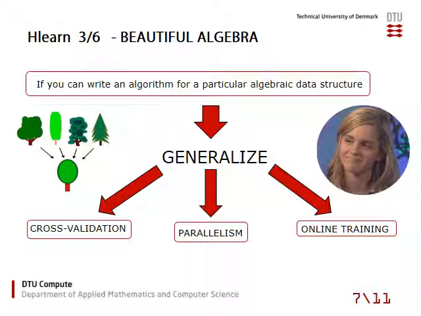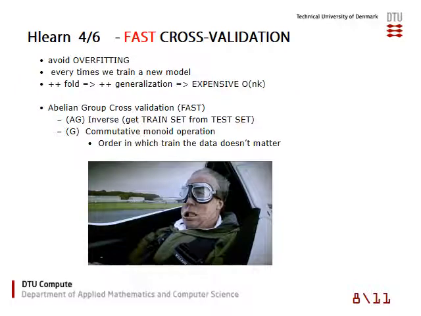Another thing about HLearn and Haskell is that if you can write an algorithm for a particular algebraic structure, we can use this algorithm for any other instance that implements the same algebraic structure. Here I will show you an example of three algorithms that take advantage of an algebraic structure. First, the fast cross-validation.